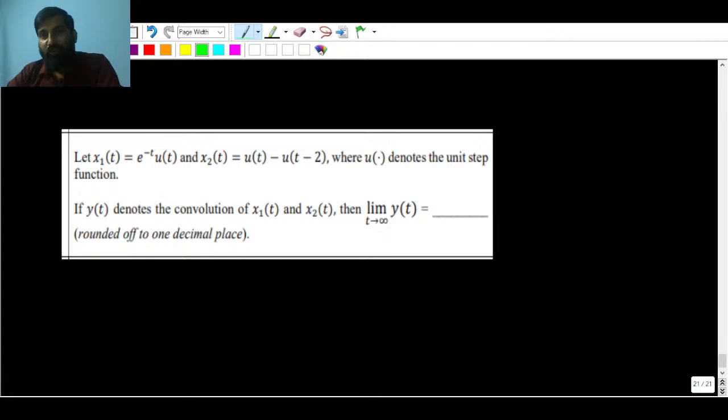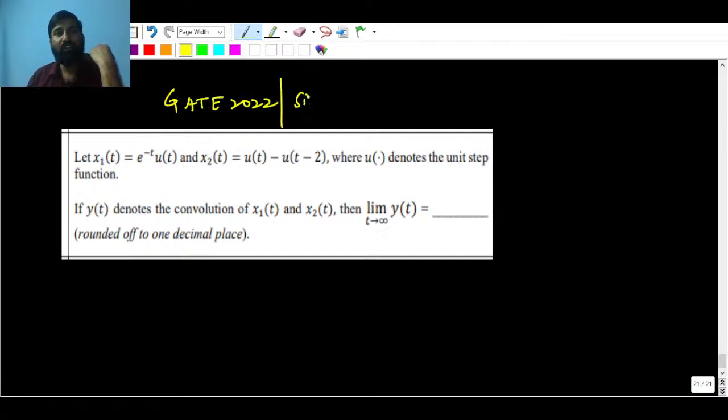Sometimes you will find easy, straightforward questions in the GATE examination. You can see this question, which was asked in GATE 2022. In fact, it doesn't take 10 seconds to solve this question, right? This question was asked in GATE 2022 from signals and systems.